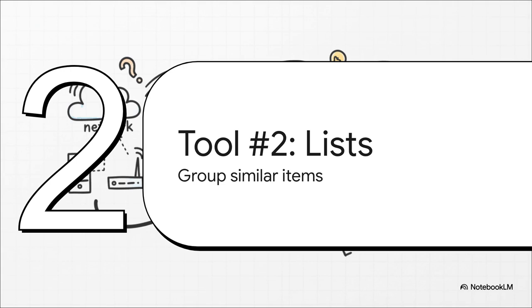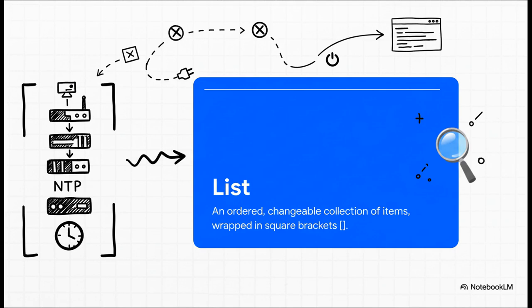Okay, so strings handle individual pieces of text. But what happens when you have a whole bunch of similar items? Like a group of IP addresses or a whole range of VLANs. For that, we need to grab our second tool, the list. A list is, well, it's pretty much exactly what it sounds like. It's an ordered collection of items. The key things to remember are the square brackets and the fact that it's designed to hold a group of similar things.